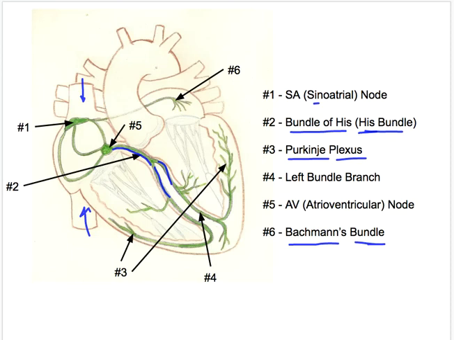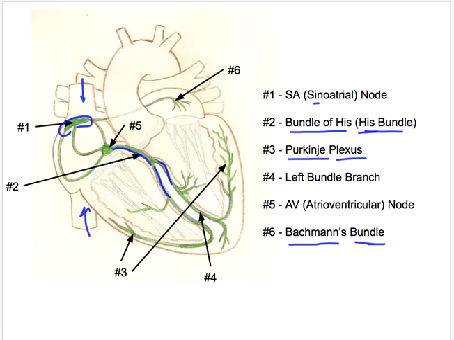So hopefully that helps with the cycle, and I'll go through it one time really quickly here. So we've got the SA node. That message will get sent out over here to the Bachman's bundle. And again, this is just the message traveling along here so that the atria will contract simultaneously. Then that message gets received here at the AV node, atrioventricular node.